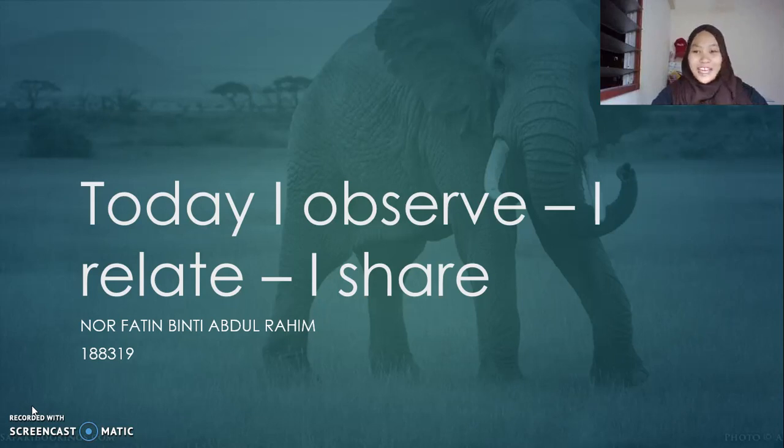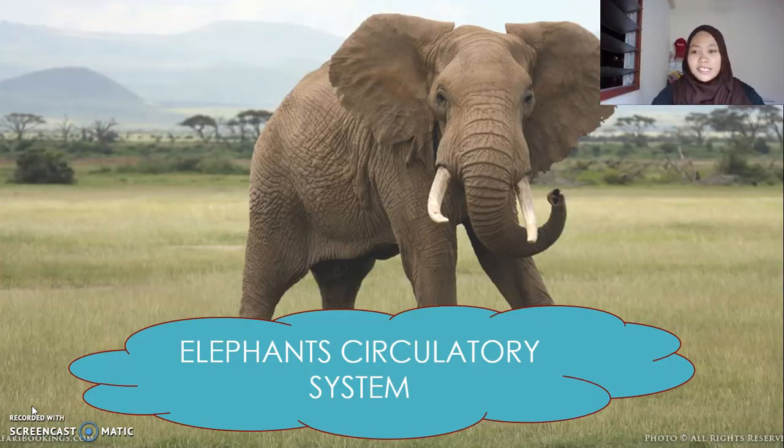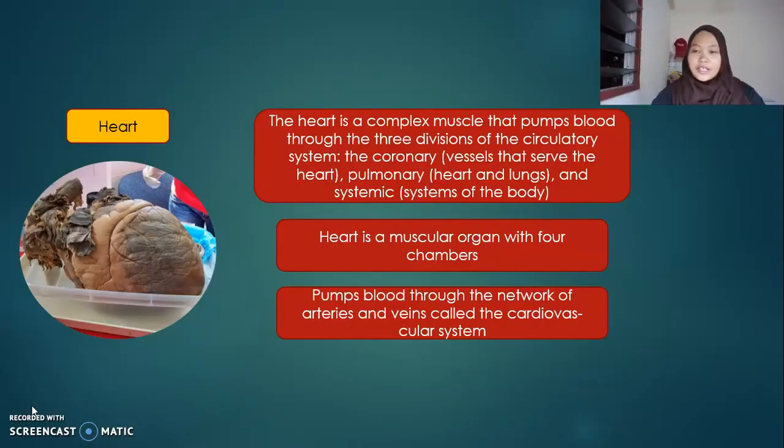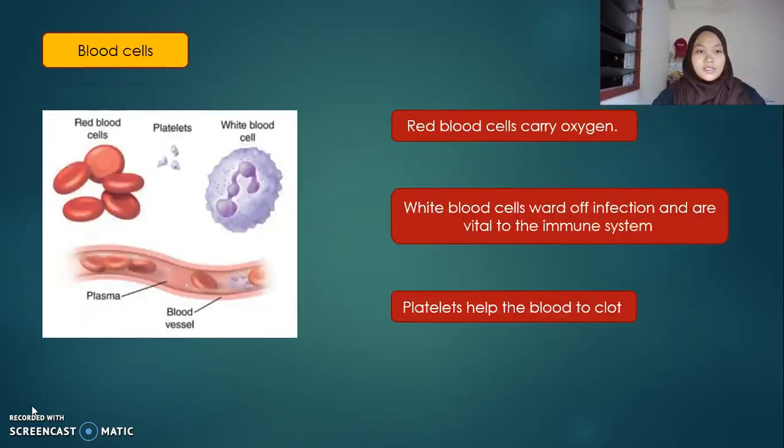So today I will share with you guys what I have learned at the Karnival Jom Sains, which was held last Tuesday. I will share about the elephant circulatory system. Basically, elephants and humans share the same circulatory system since both can be categorized as mammals. The organs involved in the circulatory system are the heart, blood vessels, and blood cells.